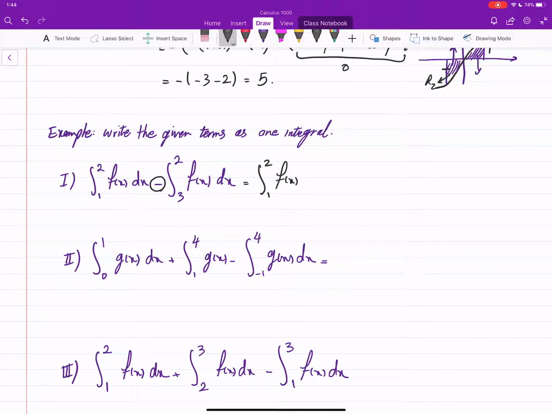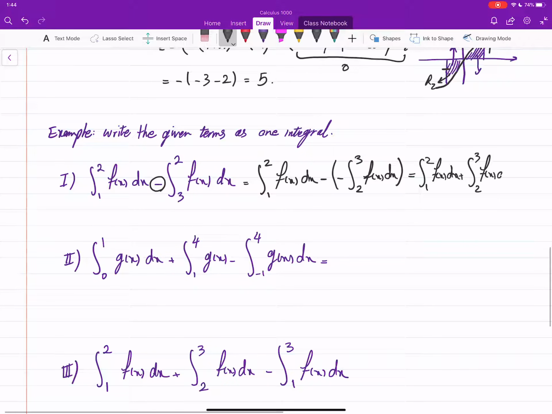So I'm writing the first integral. The second integral, I can switch the bounds or limits, and that way I will introduce an extra negative factor. If you look at that, 1 to 2 f of x dx plus the integral of 2 to 3 f of x dx. Now, the upper limit is equal to the lower limit, and there's addition. So this implies 1 to 3 of f of x dx. Okay.